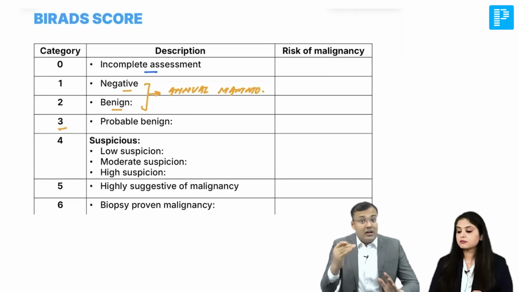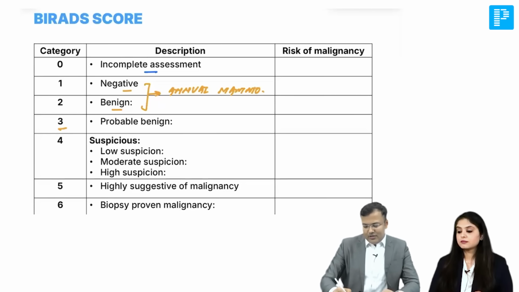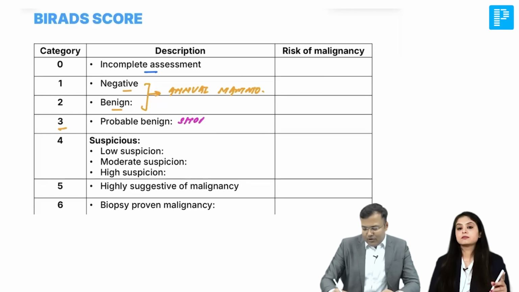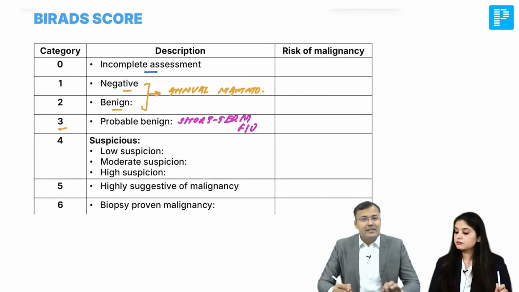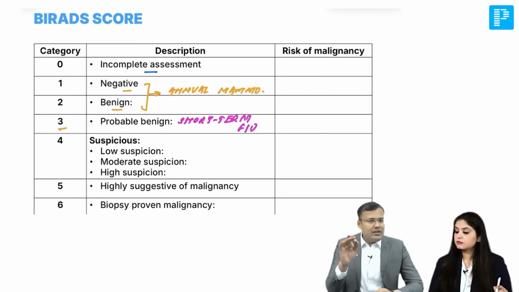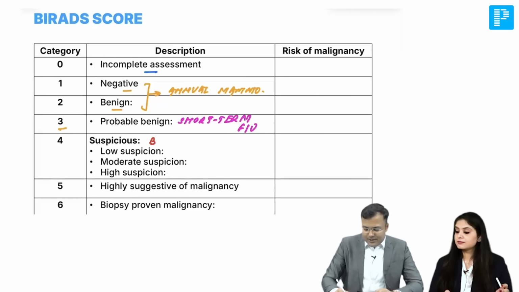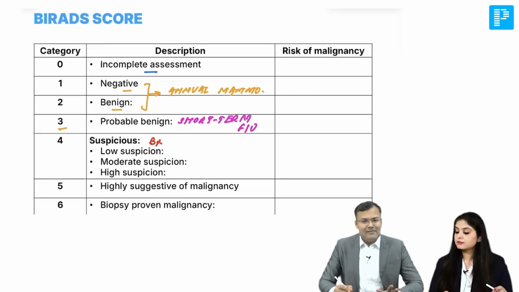But whenever it's probably benign, the score is 3. You are not 100% sure. That's why this patient should come in OPD. So we go for short-term follow-up. Category 4 is suspicious. There can be low suspicion, moderate suspicion, high suspicion. Whenever you have any kind of suspicion, confirm. How? Biopsy. And if it's category 5, it is highly suggestive of malignancy. Category 6, biopsy proven malignancy.